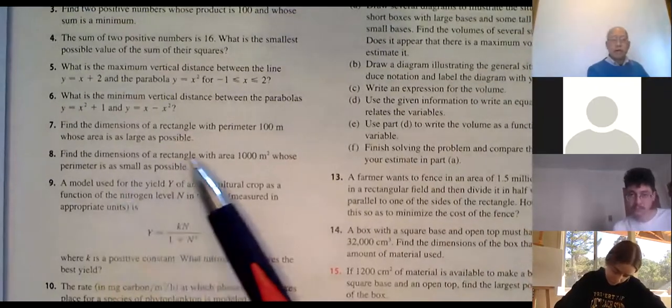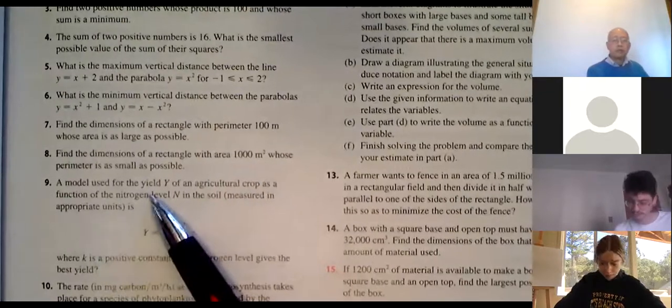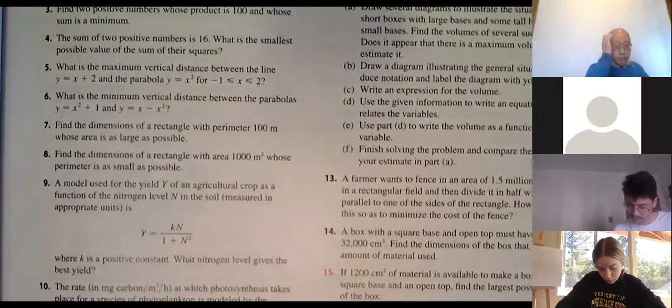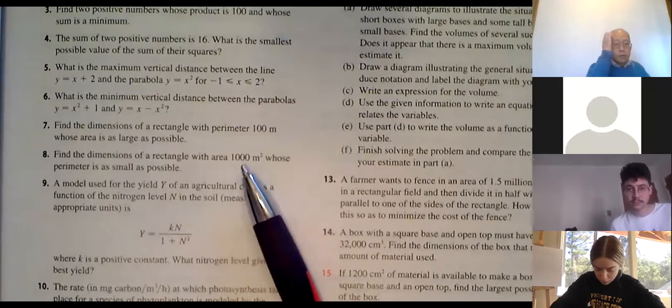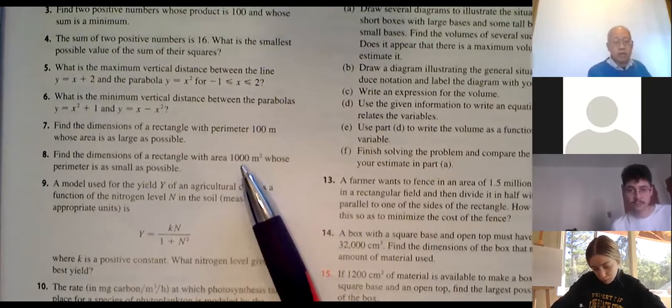Find the dimensions of a rectangle whose area is 1,000 meters squared, whose perimeter is as small as possible. Okay, so you're trying to minimize the perimeter. You have to have this much area. Okay. So minimize perimeter, maybe it's fencing. So you want to minimize the fencing, of course.